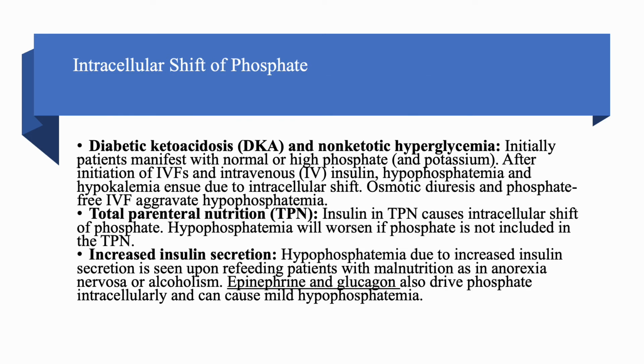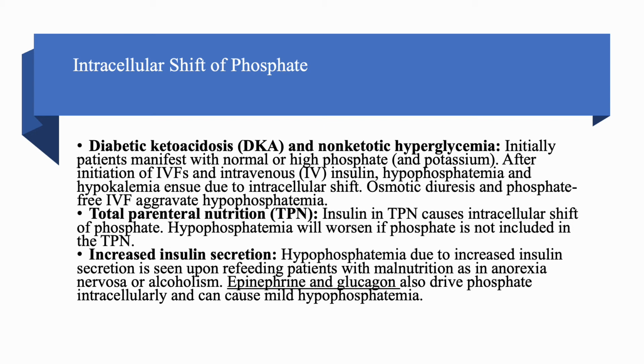Now, the third cause of hyperphosphatemia is intracellular shift of phosphate. So if you have someone with diabetic ketoacidosis or non-ketotic hyperglycemia, the patients initially have high phosphate and high potassium, but when you give them intravenous fluids without phosphate and you give them insulin, you are going to have a shift of phosphate into the cells, not just phosphate, but potassium too, and you will have low phosphate and low potassium. So you have to follow these levels carefully and replace as needed.